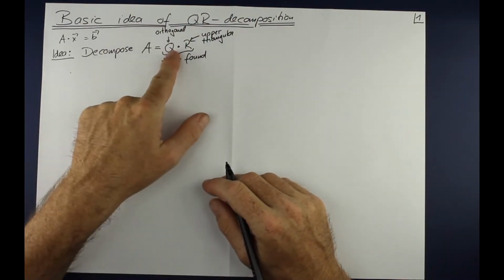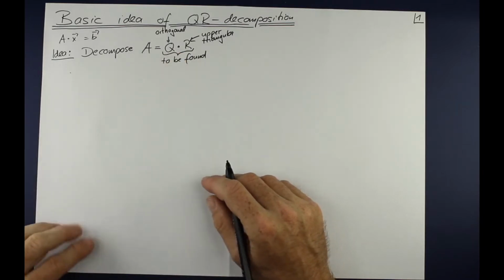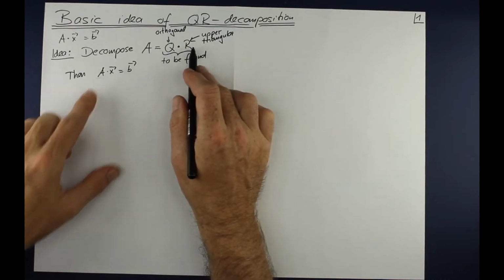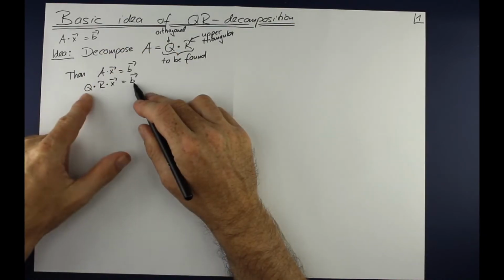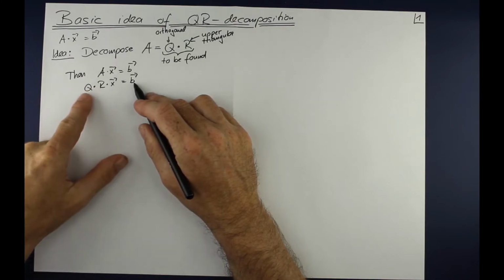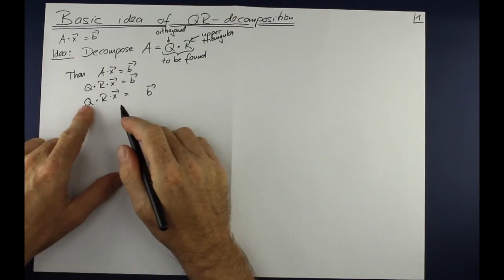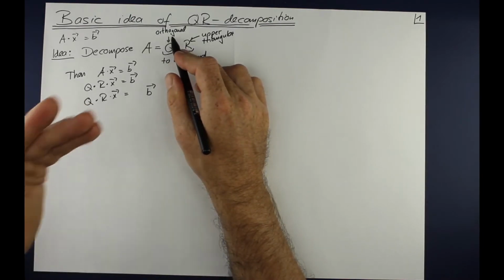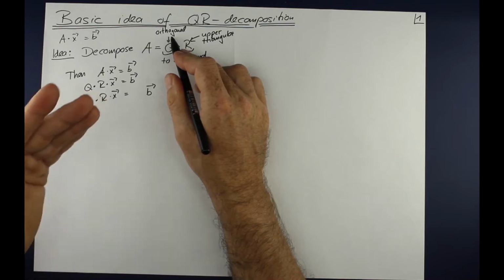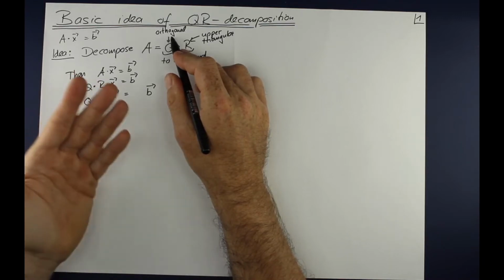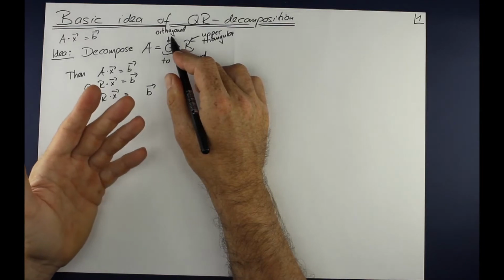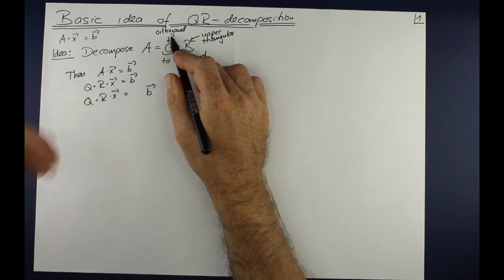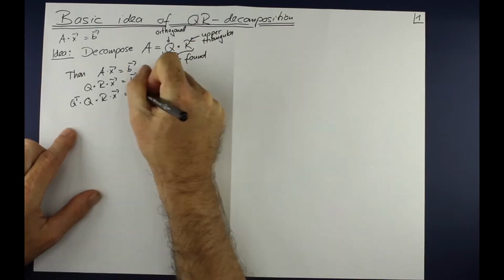But if we have found Q and R, then what do we do? Instead of writing A, we can write Q times R. And now we can multiply the equation with the inverse of Q. What is the inverse of Q? Because it's orthogonal. What is orthogonal? Orthogonal means the inverse is the same as the transpose, and transposing is very easy compared to inverting. Inverting is a very hard task we want to avoid.